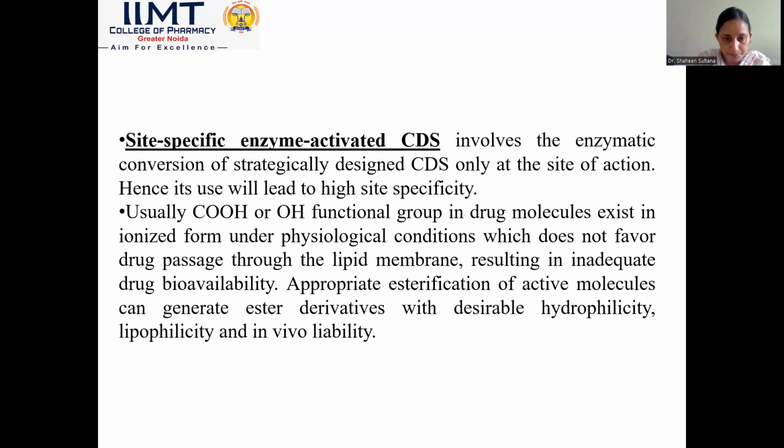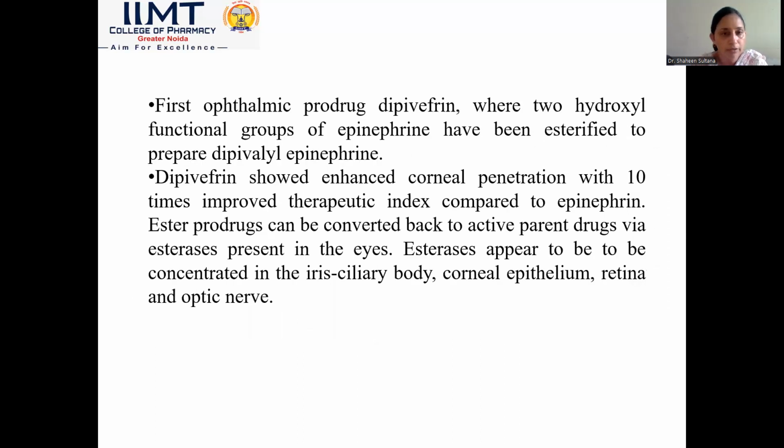Now, a drug has been formed, such as the ophthalmic prodrug dipivefrin. It contains the 2 hydroxyl functional groups of epinephrine. It means the main drug is epinephrine. The epinephrine hydroxyl groups are modified into ester groups. The ester form is known as dipivefrin. Now this dipivefrin will show enhanced corneal penetration, 10 times higher as compared to epinephrine. Okay, that shows a 10 times higher therapeutic index as compared to epinephrine.